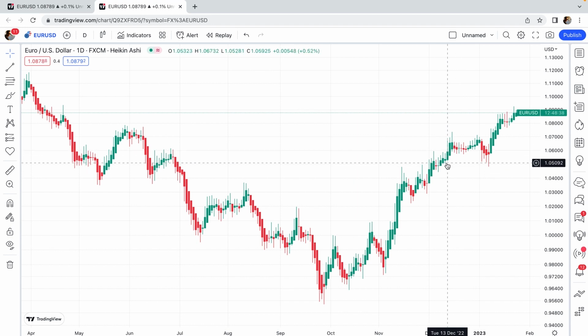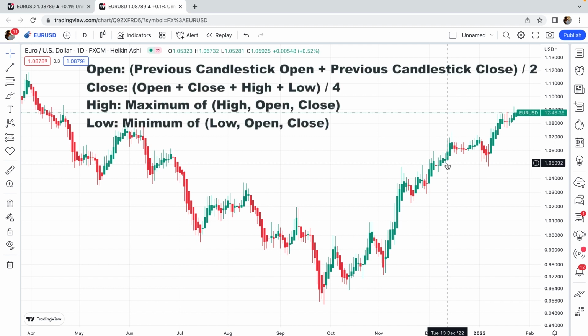For a Heikin Ashi candle, the opening price is the midpoint of the previous candle body. In other words, previous candle opening price plus closing price divided by 2. The closing price of a Heikin Ashi candle is the average price of the current period data. In other words, sum of open, high, low, close divided by 4. The high of the candle is the maximum of high, open, close, and similarly the low of the candle is the minimum of low, open, close. And similar to candlestick charts, when the closing price is above the opening price, the candle is green, and when the closing price is below the opening price, the candle is red.